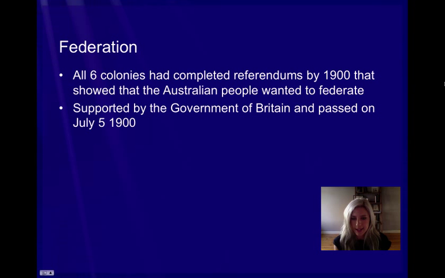So after the 1800s passed, it was decided that Australia would federate. All 6 colonies completed referendums. That means that all people with voting rights were able to vote on whether they wanted to become separate from the British government. It was voted in 1900, which showed that all Australian people wanted to federate and split from the British Empire. This was supported by the government of Britain, and they brought that into law on July 5th, 1900. So Australia became a nation on the 1st of January 1901.